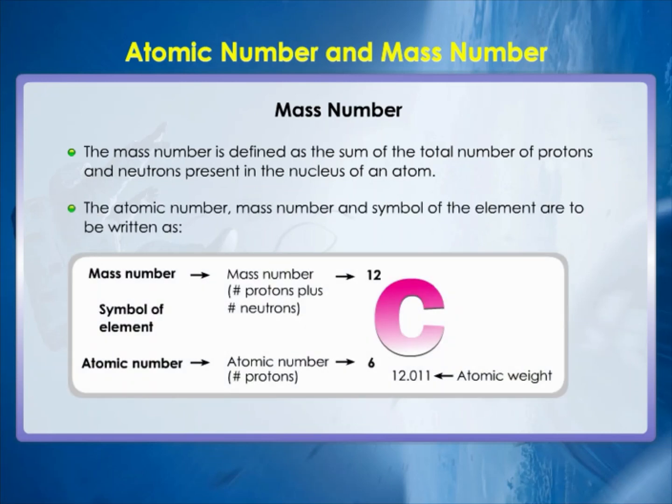For example, the mass of carbon is 12 u because it has 6 protons and 6 neutrons: 6 u plus 6 u equals 12 u. The mass number is defined as the sum of the total number of protons and neutrons present in the nucleus of an atom.